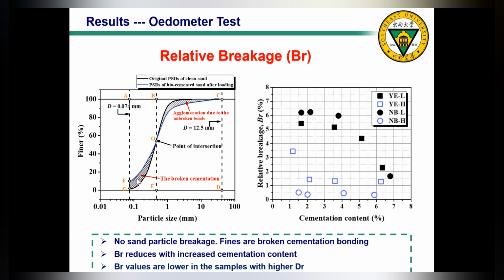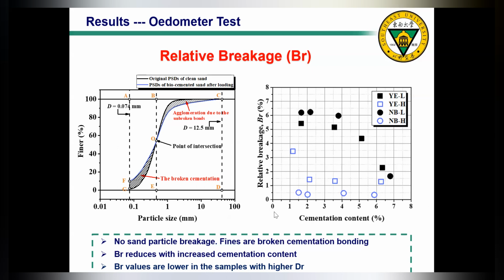Then the relative breakage is defined as the ratio of the area of OFGO and the area of ABOG. As you can imagine, if we have more fine particles generated during compression, then the area of OFG will become larger, so the relative breakage will become larger as well. Then we plot the relative breakage, Br, against cementation content, with data from different cases.